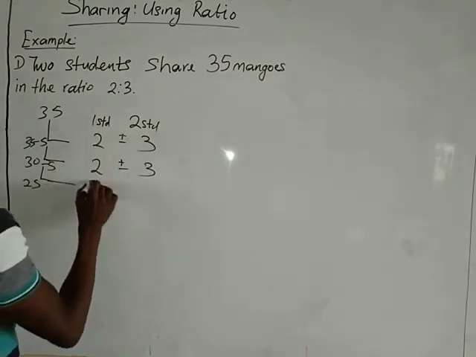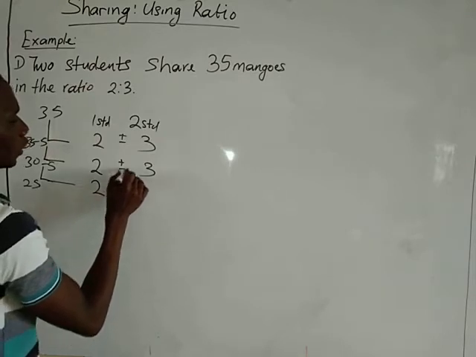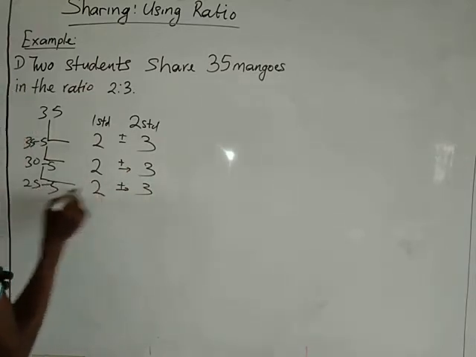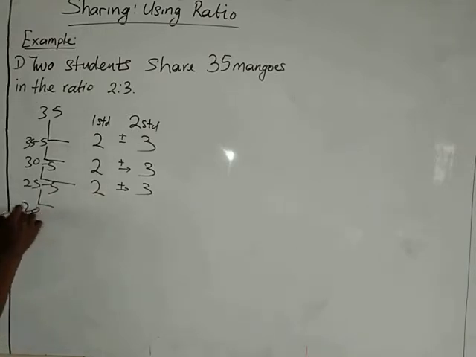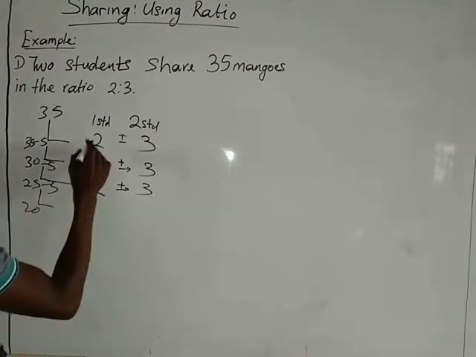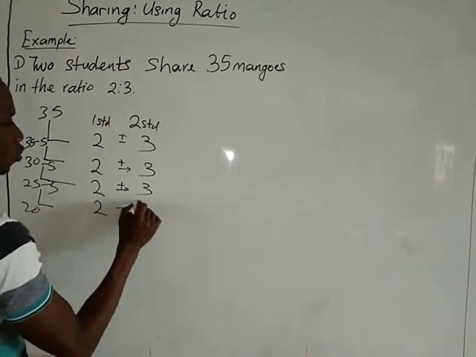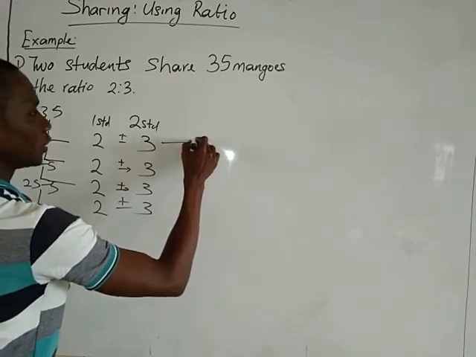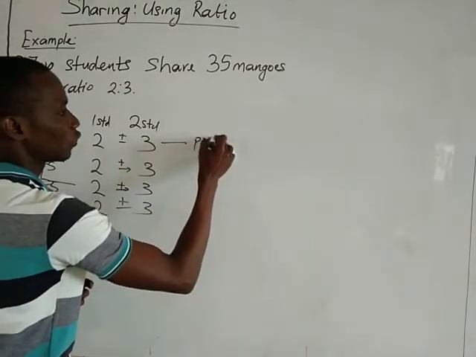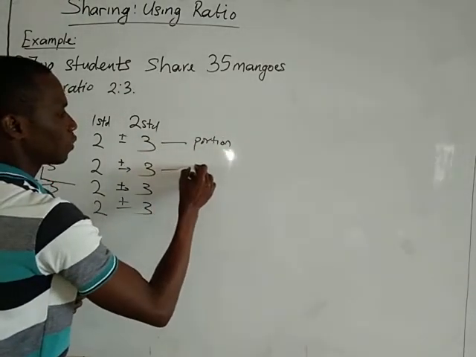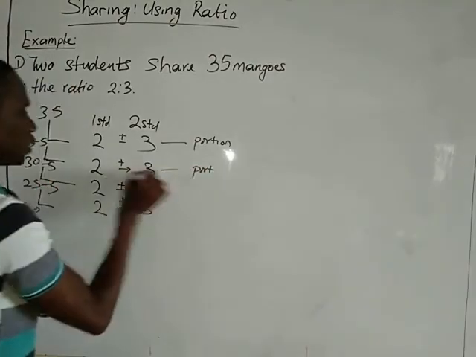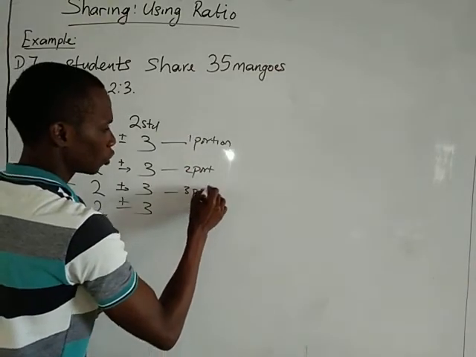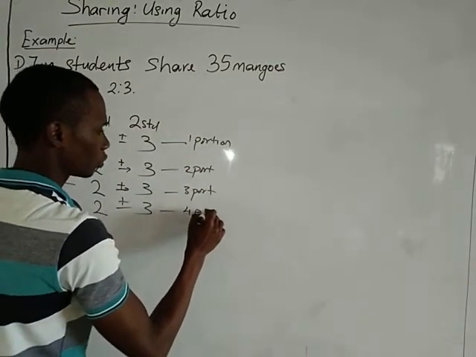Here, the first student is getting another 2, and the second student is getting another 3. So here there will be a subtraction of another 5. So we'll be left with 20. Here, the first student is getting another 2, while the second student is getting another 3. Meaning this is the first sharing there. The first portion given out. The second time of giving the mangoes out. The third portion. This is the fourth portion.